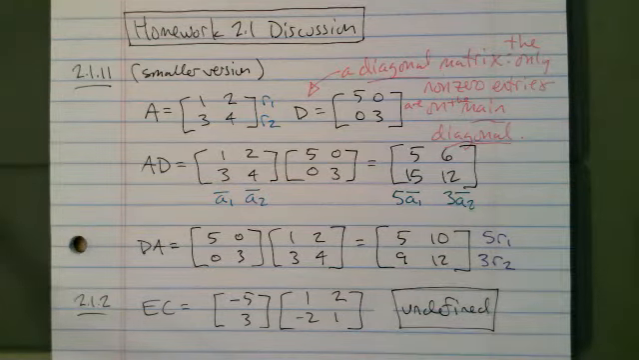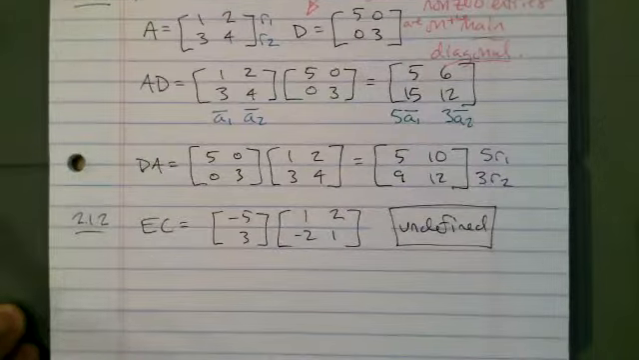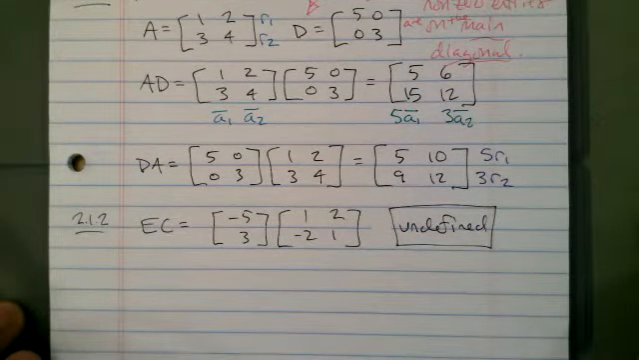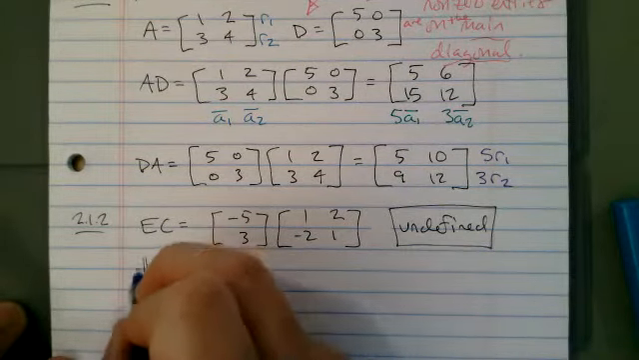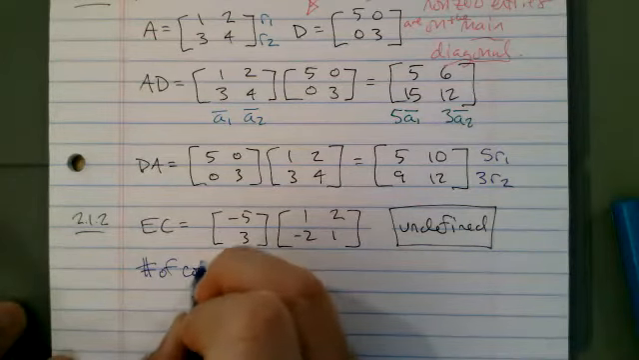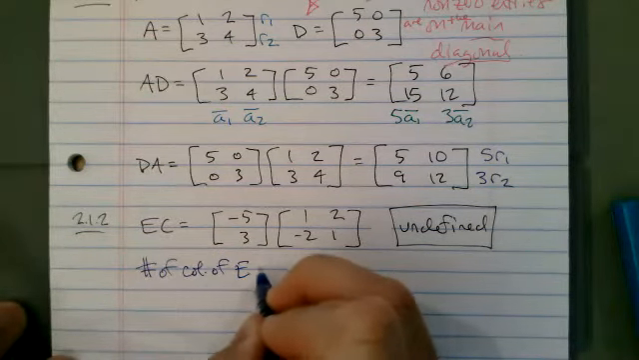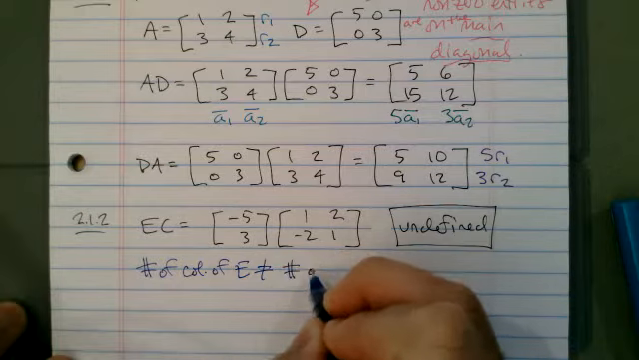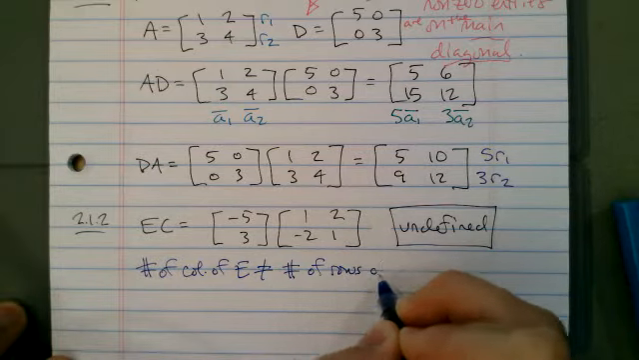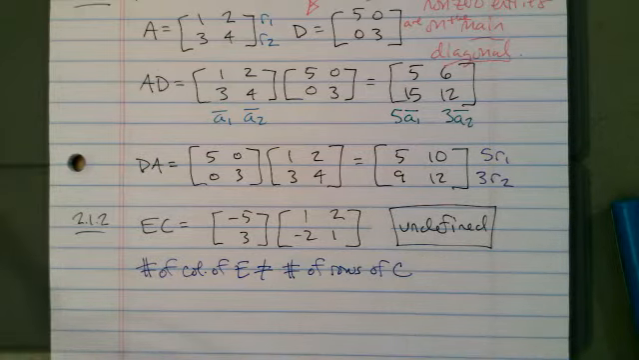So this product is undefined. The number of columns of E is not equal to the number of rows of C. Sorry, the number of columns of E is not equal to the number of rows of C. So the product is undefined, and we're done.